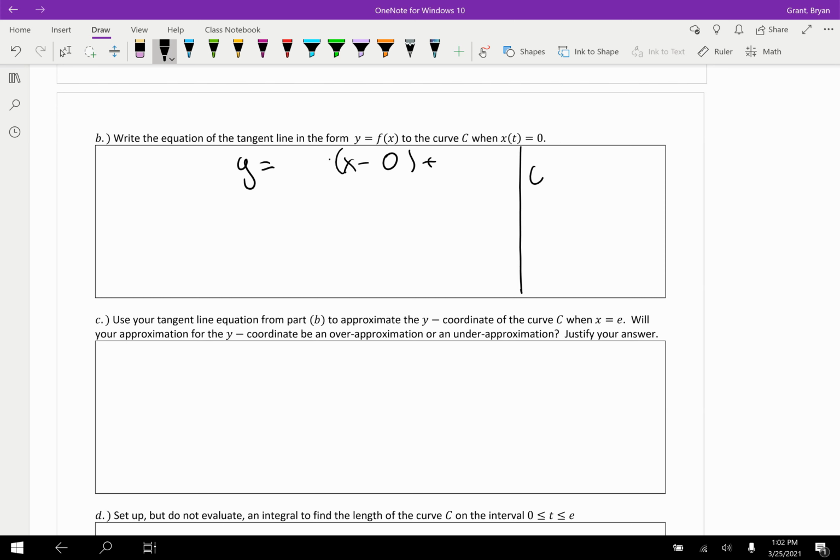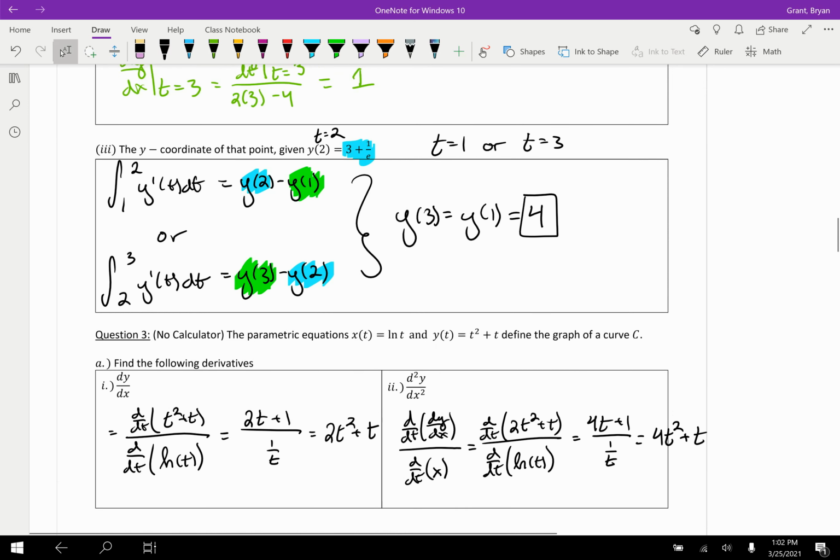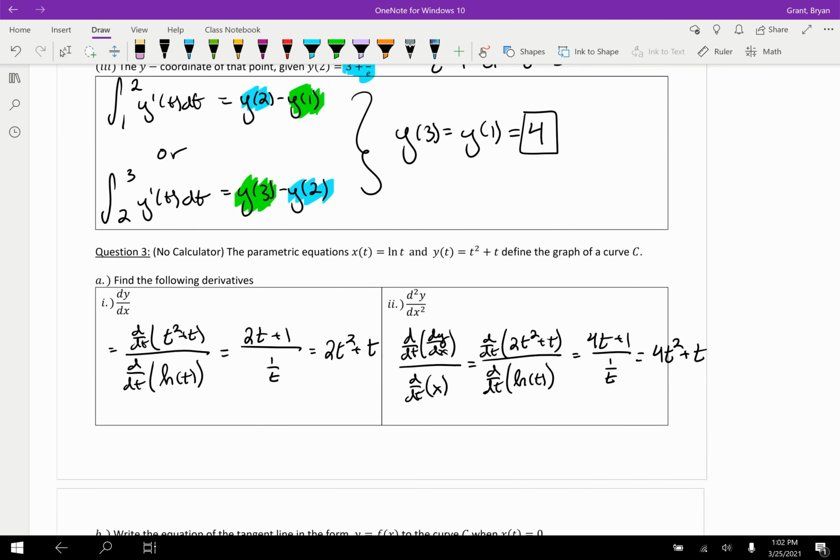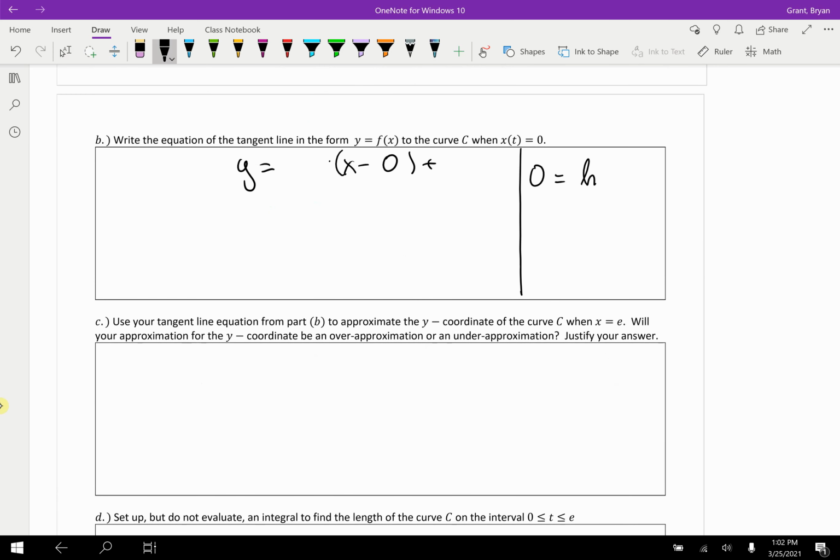If I know that the x component is 0, don't we have an equation for the x component? I think our equation for the x component is natural log of t. So I think if I set 0 equal to the natural log of t, that will tell me the time that causes x to become 0. We do need to do e to the power of each side. These undo each other, and we find that t equals 1. So really they asked us to write the tangent line that occurs at a time of 1.